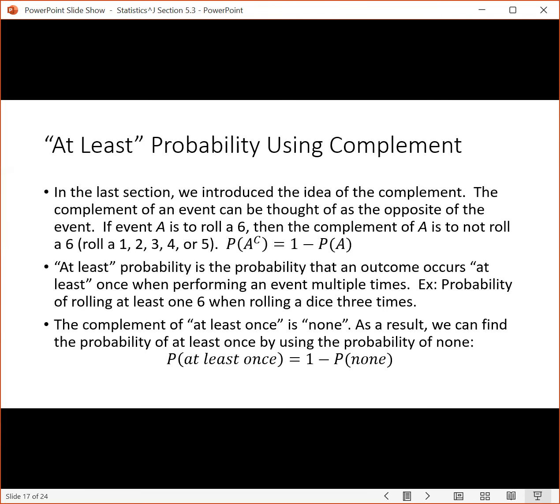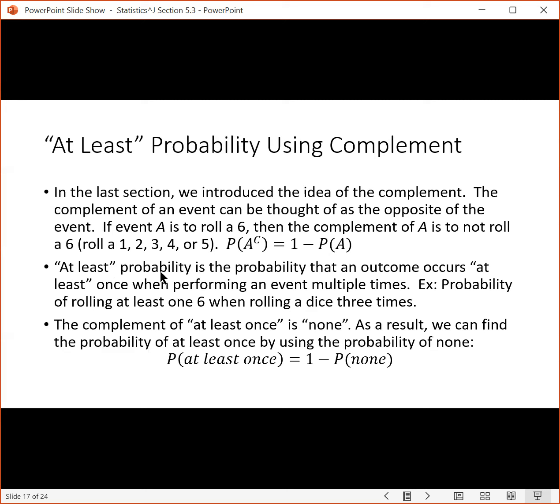Okay, so we can go through and define at least probability by using the complement. So in the last section, we introduced the idea of the complement. The complement of an event can be thought of as the opposite of the event. So if event A is to roll a 6, then the complement of A is to not roll a 6, which means to roll a 1, 2, 3, 4, or 5. And in symbols, we went through and described this. The probability of A complement equals 1 minus the probability of A.